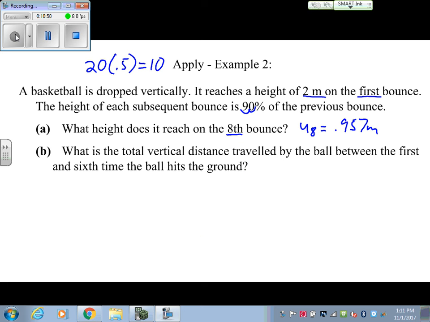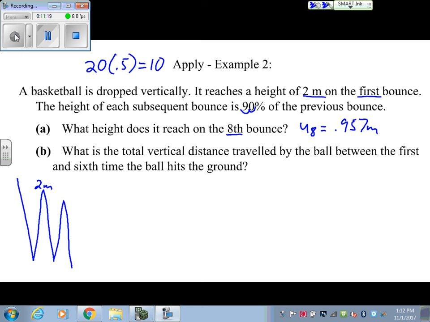What is the total vertical distance traveled by the ball between the first and 6th time the ball hits the ground? All right, so we're dropping our ball. It hits the ground, and it goes up 2 meters, and then it comes back down. So I now have had 2 bounces, the first and the second bounce. Now I'm going to go up again. It won't be quite as high, and so that's my 3rd bounce.